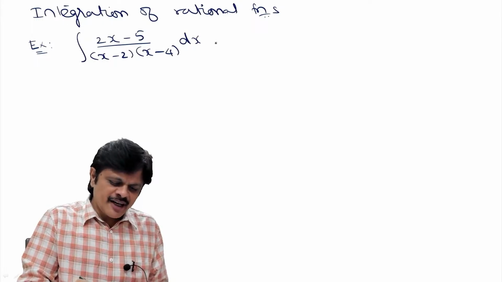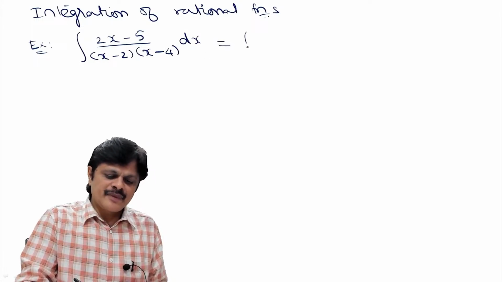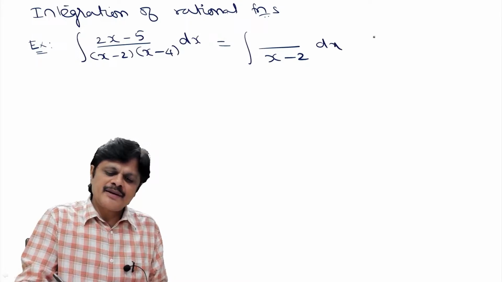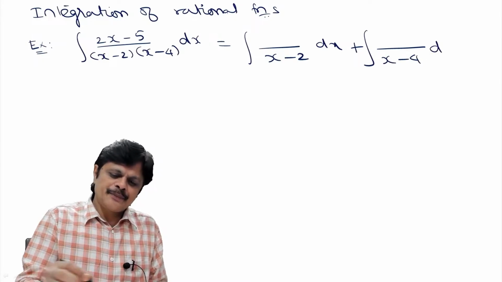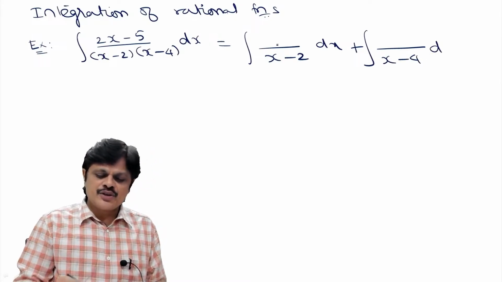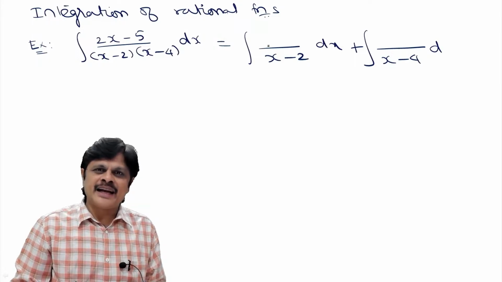So for this partial fraction, what is the idea? A by (x minus 2) dx plus or minus, we do not know, that we will put on hold. Let us put plus, we can change later. B by (x minus 4) dx. So we need to find the values of a and b.